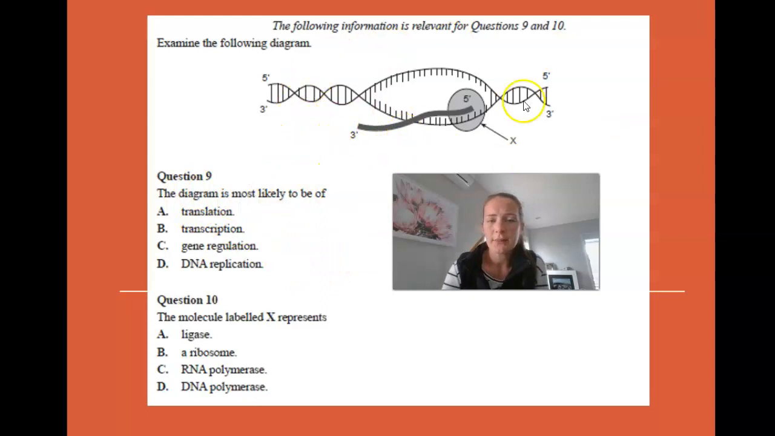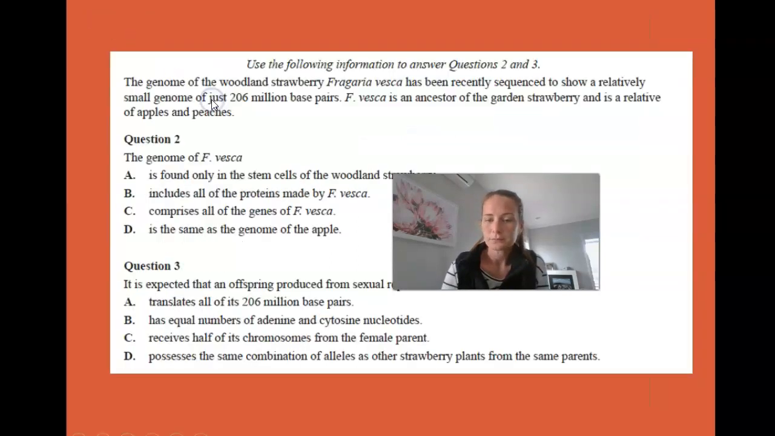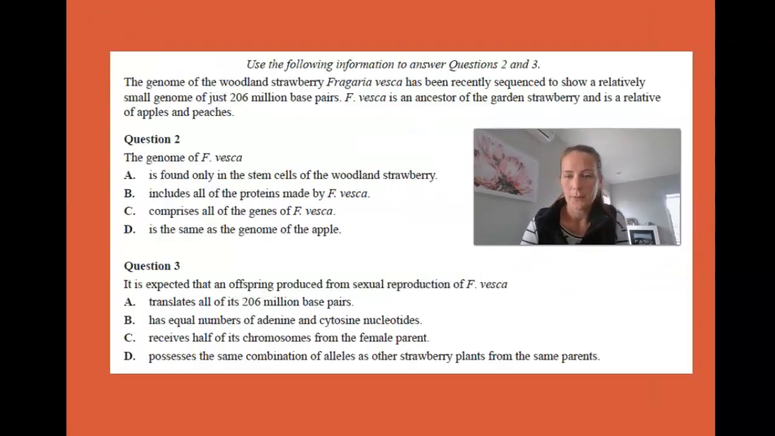Okay, so a diagram is represented here, and hopefully you can quickly recognize it as being DNA. There is some sort of unnamed molecule that is producing this long structure after it's moved along this DNA. The diagram is most likely to be of definitely transcription, so B for that one. The molecule labeled X represents, and hopefully you said RNA polymerase because we know that that is the enzyme that's involved in transcription. Okay, hit pause and have a read.